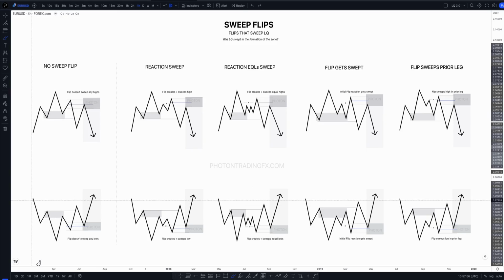And then obviously the same for supply to demand, where price comes into supply, it fails to do its job, it fails to make a lower low, and then we get the failed reaction, the failed zone, and the structure shift in this case. And then we look to enter on the supply that caused that to happen.